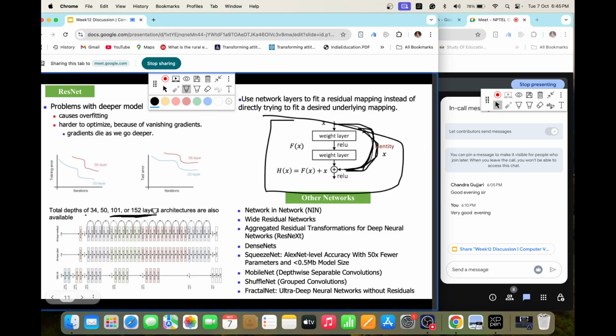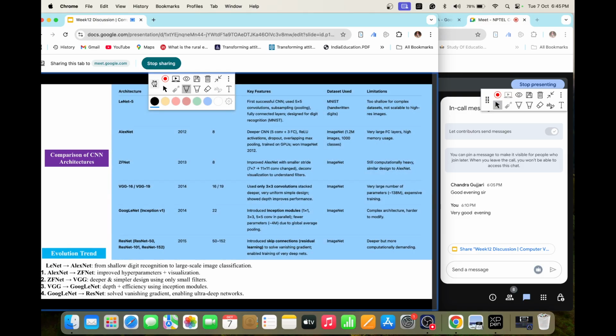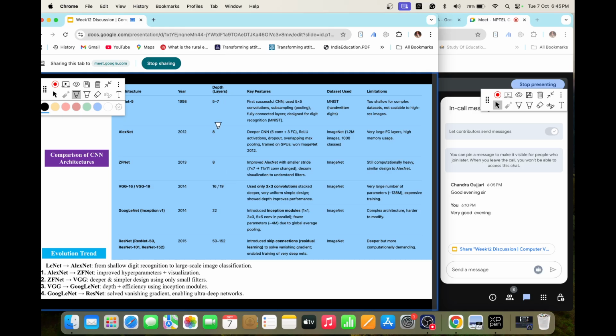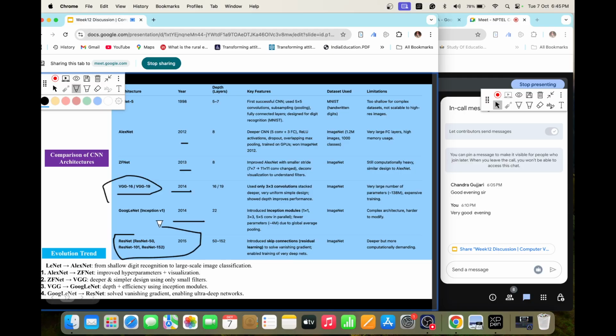So this is the whole CNN architecture, and this is the whole summary I have given you. You can easily read what year these were introduced. LeNet was introduced in 1998, then AlexNet 2012, ZFNet 2013, VGG 2014, and GoogleNet 2014, and ResNet, the most recent one, was developed in 2015, and these are the numbers of layers. You can easily see ResNet has the most layers. Key features also I have given, the dataset used to train these models, and at last the limitations.